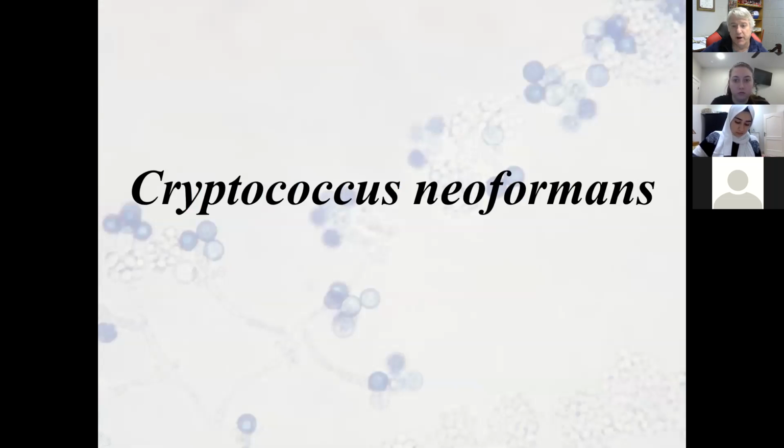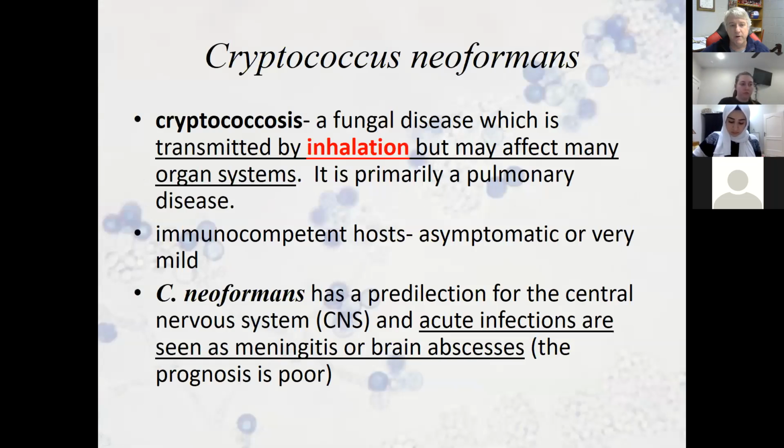So our next one is Cryptococcus neoformans. Of course, these are our two pathogenic ones, more likely to be found in our patient than the others. Cryptococcus is a fungal disease, acquired by inhalation, but it may affect many organ systems, primarily the pulmonary system. So we don't think of Candida as inhaled, we think of it as vaginal, or thrush in the mouth, in areas that way. But Cryptococcus is going to be inhaled.